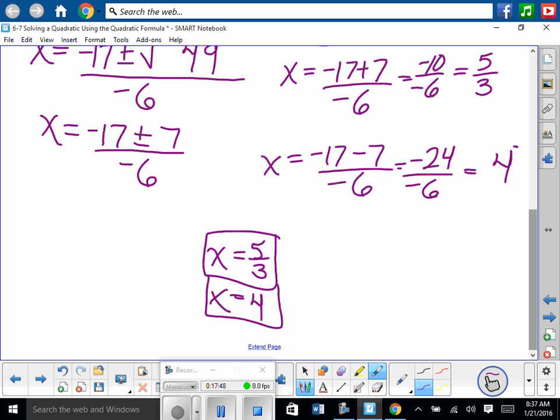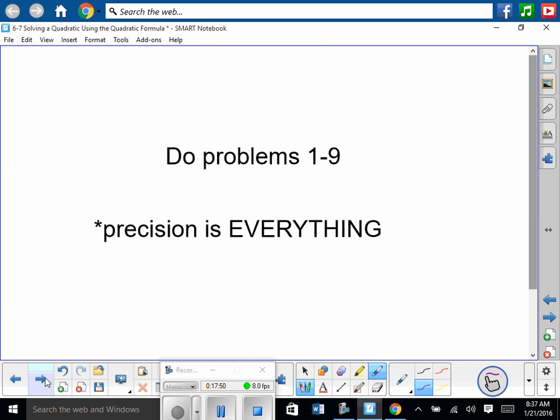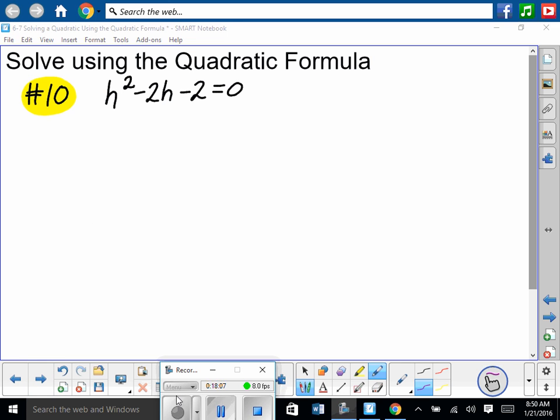All right, ready to practice. So do problems 1 through 9. Once again, with quadratic formula, precision is everything. Don't start skipping steps because you think you're good now and you're better than that. You're going to start getting them wrong and I won't be able to help you. Beautiful answers. So you're going to have irrational answers, meaning can't be written as a fraction. We saw some of those yesterday. Let's do number 10 together, you guys.